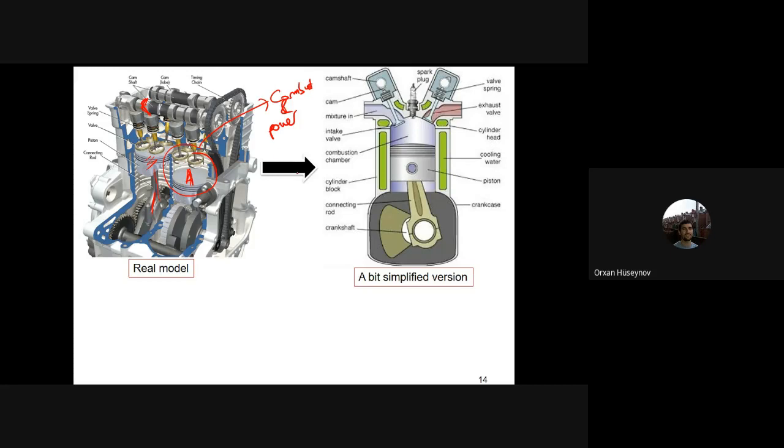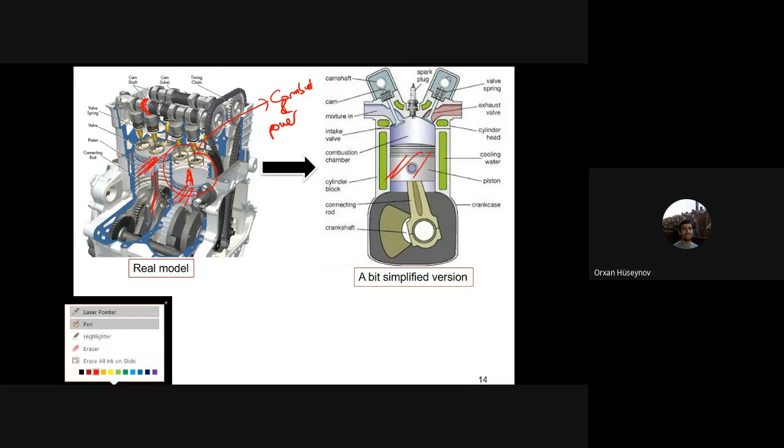But in thermodynamics, instead of using this complex system where you have the valves, the cams, the lobes, etc., we are using this simple system. Now, it is an approximation of this one. You can see here you have the piston, the same piston as here. Instead of two pistons, we use one because the same process happens here.